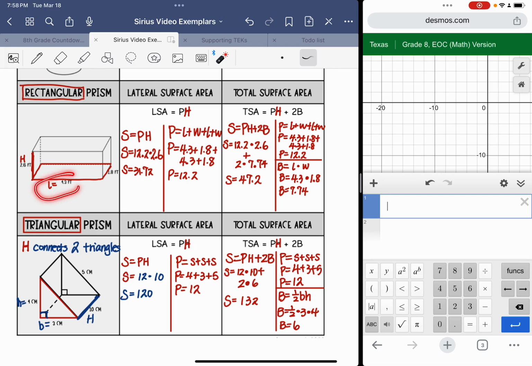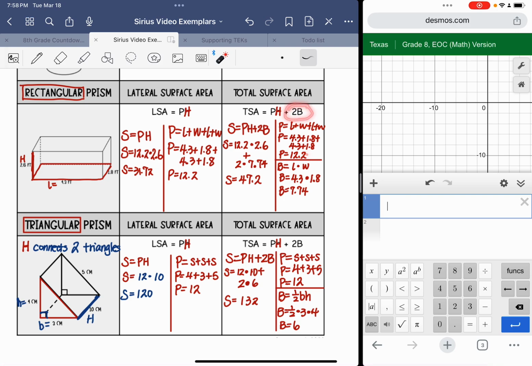And then also in the rectangular base, we should have a length and a width. If we identify what is length and width, we should be able to find P, which is the perimeter. Perimeter of a rectangle is length plus width plus length plus width, which you will get a 12.2. And then we bring it back in, S equals PH is S equals 12.2 times the height. The height is 2.6.